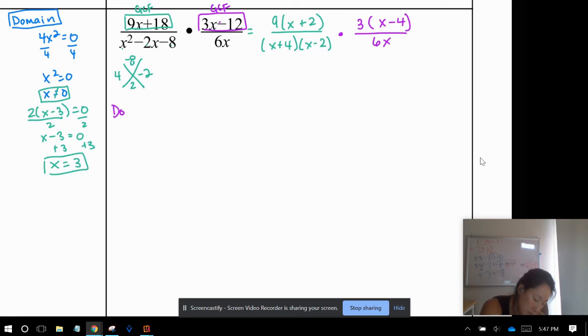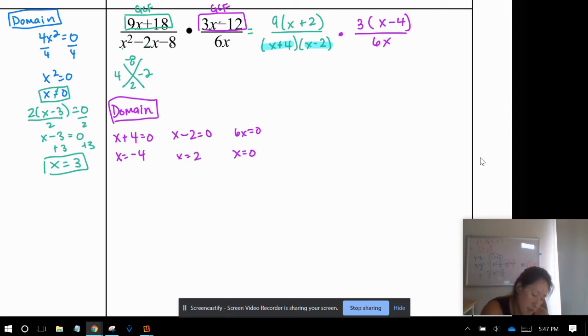Okay, it's domain time. I'll just do it on the side. Okay, so I have 3 factors in my domain. I'm going to set them each equal to 0. So first I'm going to take the x plus 4, and I'm going to set that equal to 0. Then I'm going to take the second factor, x minus 2, and set that one equal to 0. And lastly, we have to set 6x equal to 0. Solve each.